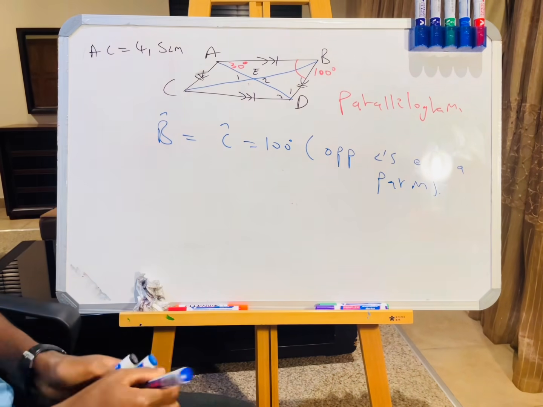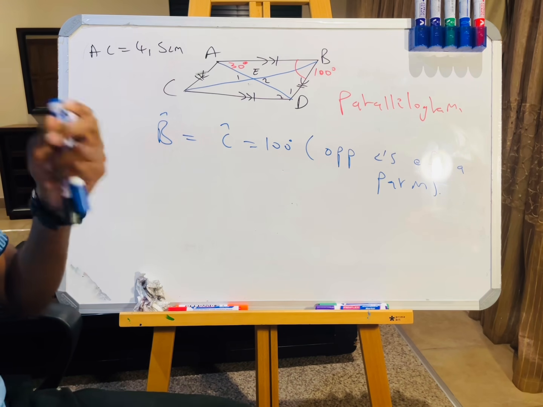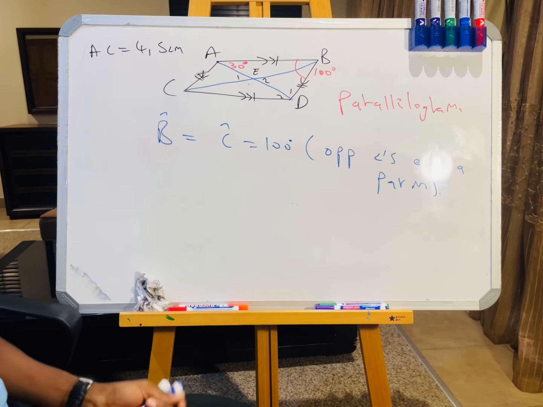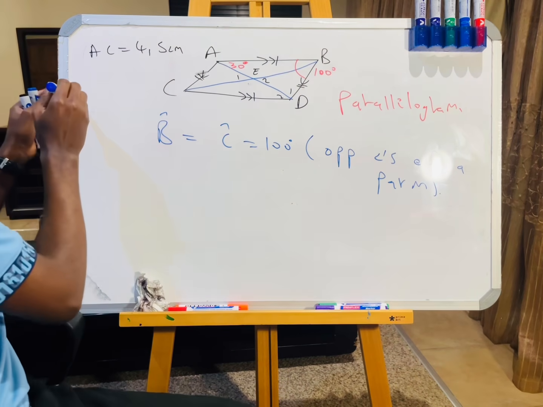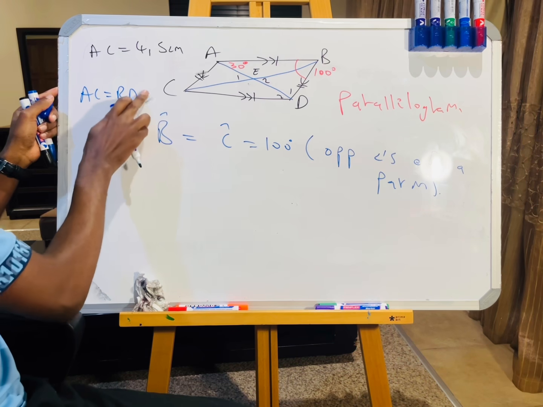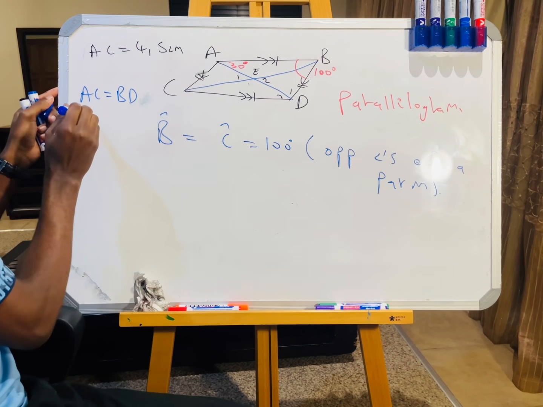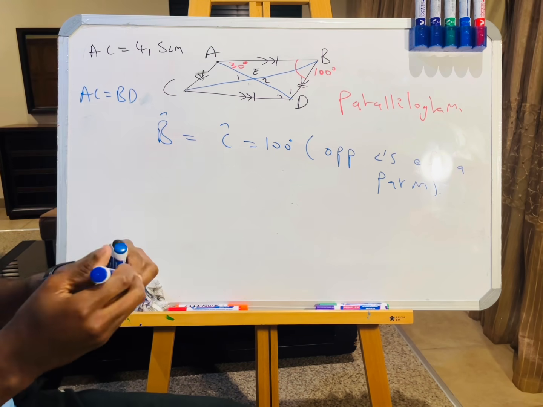Opposite angles of a parallelogram are equal. I'm fine on that one, so they are both 100 degrees. All right, we're good. And I did say again that AC equals BD. They are all having 4.5 centimeters. Keep that in mind.